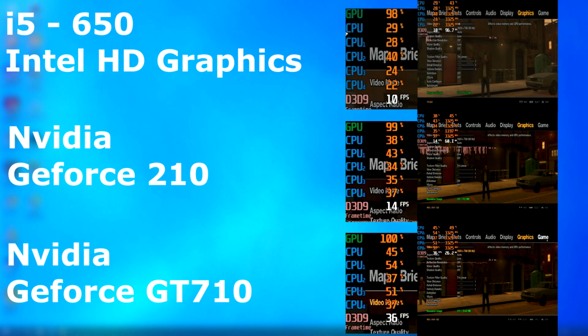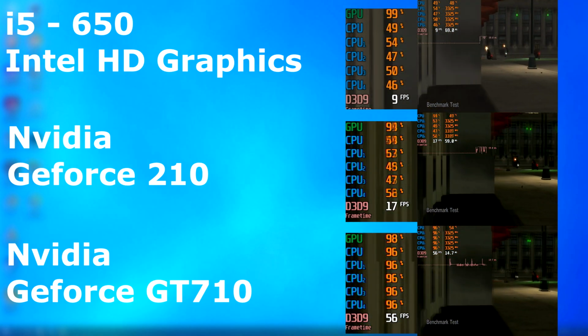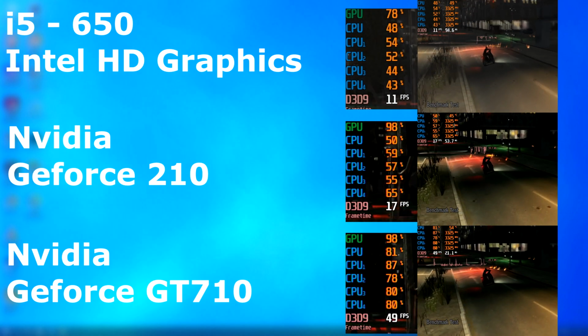Here's the settings I used for GTA 4. Everything was set super low because of the HD graphics, and again I had to run everything at 1024x768. Now jumping straight to the in-game benchmark, the 710 actually averaged over 3 times the frame rate of the 210.